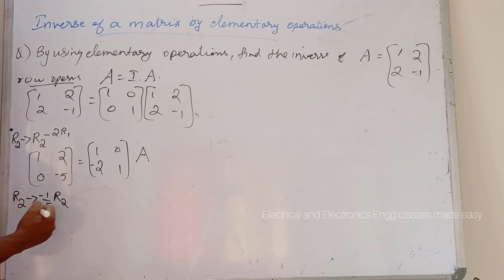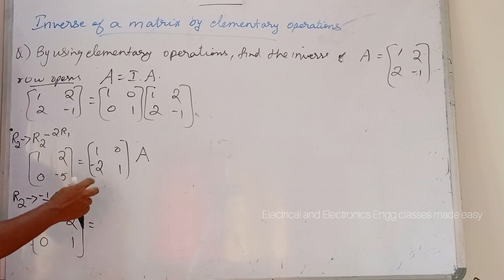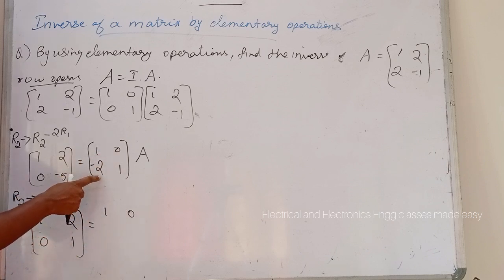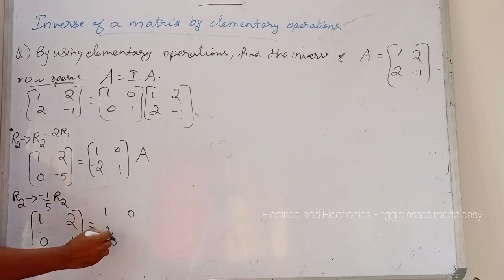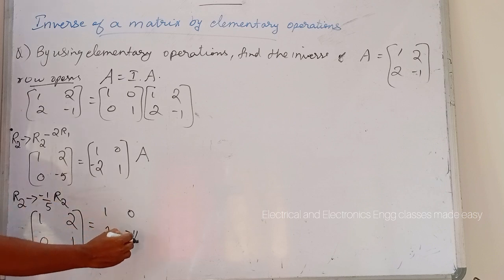Next step is this one. So we will get it as 1, 2, then 0, 1 here. That is equal to, and here we will get 1, 0. This is minus 2, so minus 2 into minus 1 by 5, that is 2 by 5. And here we will get 1 into this minus 1 by 5, that is minus 1 by 5 into A.